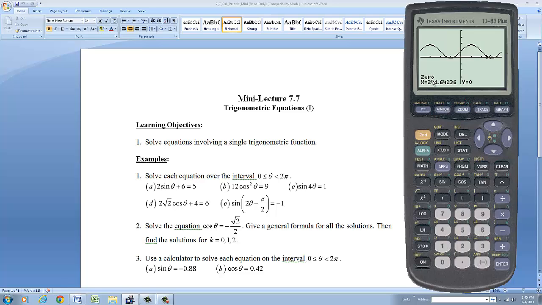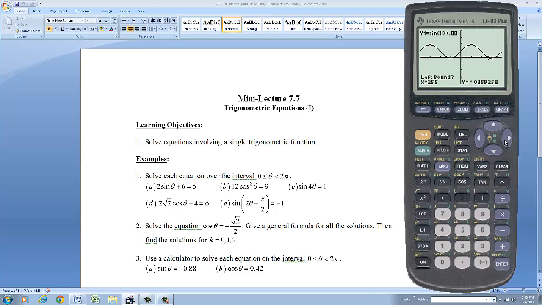So this is a solution. Notice y is 0 right here, so it's 241.6 degrees. Now I can do the next one the same way. Go second, calculate, and then 2.